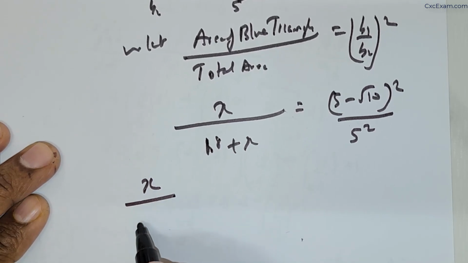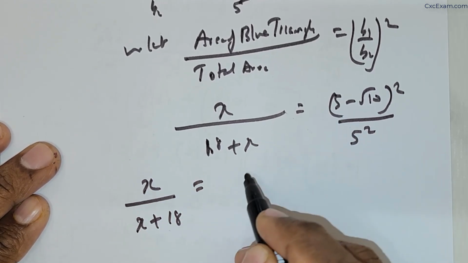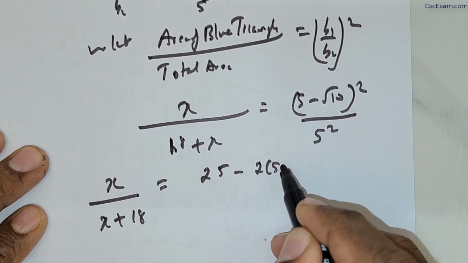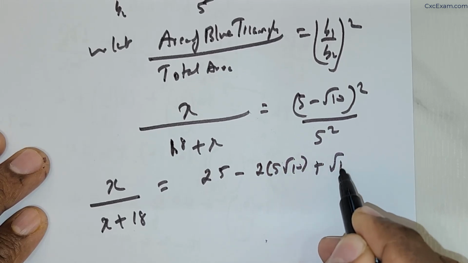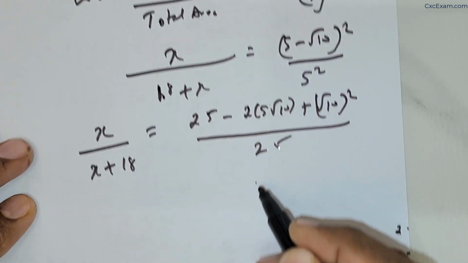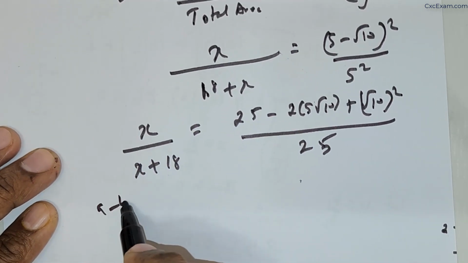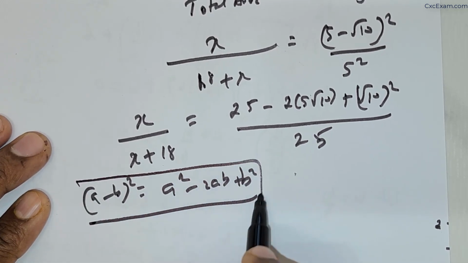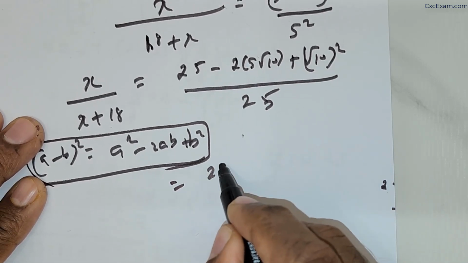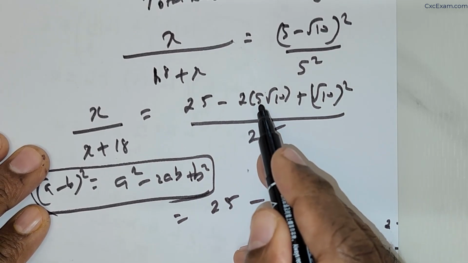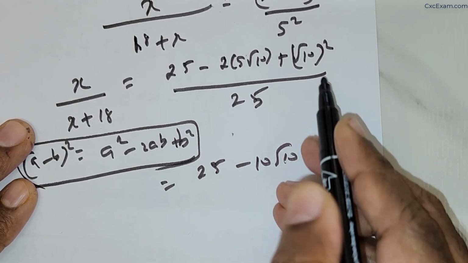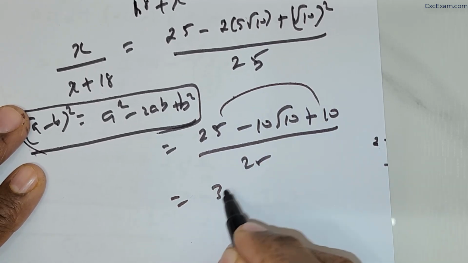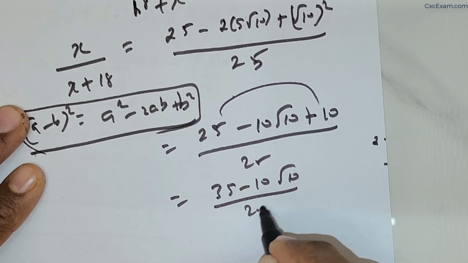So this is going to be x over (x + 18). 5 squared is 25; (5 − √10) squared is 25 − 2 times 5 times √10 + (√10) squared, divided by 25. Okay, we are using the (a − b) whole squared formula, which is a squared − 2ab + b squared. So this is going to give me 25 − 2 times 5, which is 10, so 10 into √10, and (√10) squared is 10, divided by 25. So this is going to be (35 − 10√10) divided by 25.